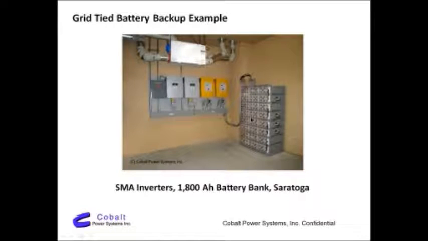This is an example of a sealed lead-acid battery plant, so there's no maintenance. This happens to be in a basement garage, so space was not really at a premium. In this case, it's a custom home in Saratoga where they wanted 48 hours of battery backup in the case of a grid outage.